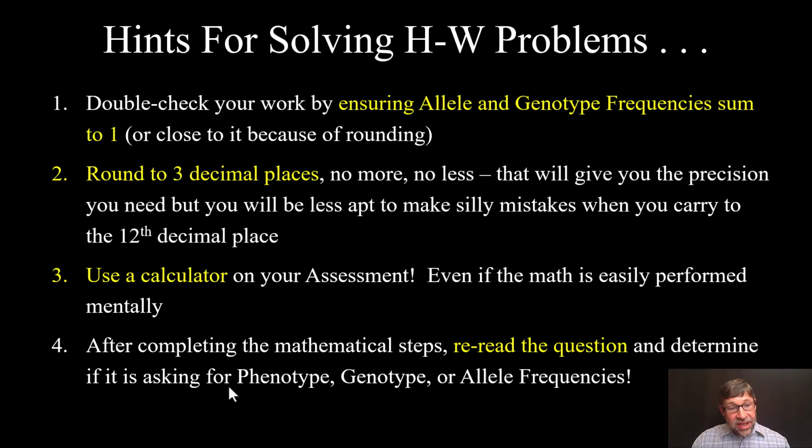And then lastly, after completing all those mathematical steps, those 4 steps, reread the question and determine what the question is asking for. Is it asking for an allele frequency, P or Q? Or is it asking for a genotype frequency, the frequency of the homozygous dominants, the frequency of the heterozygotes, or the frequency of the homozygous recessives?